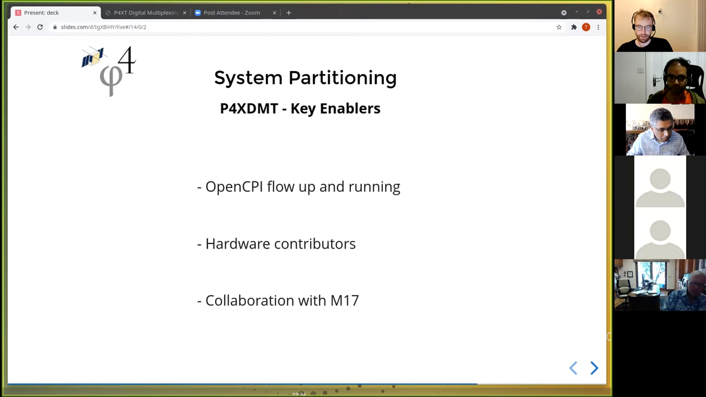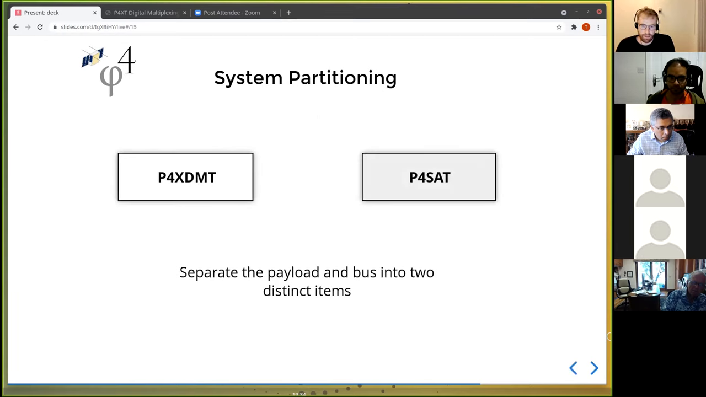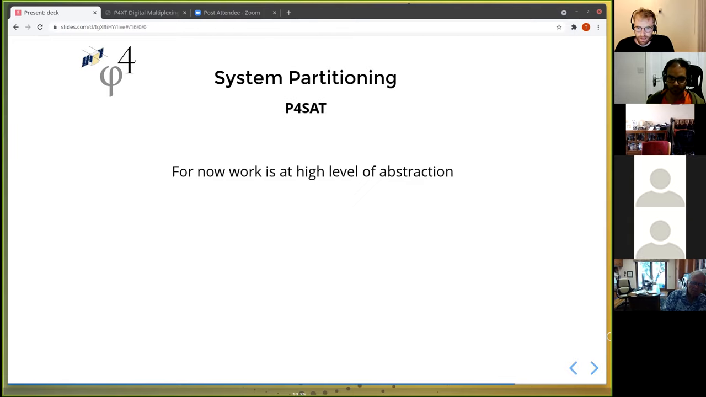So this is the transition from the payload to the satellite bus, which has its own challenges. For now, the work is really at a high level of abstraction. I think it's hard to really get too far into the details of the satellite bus.